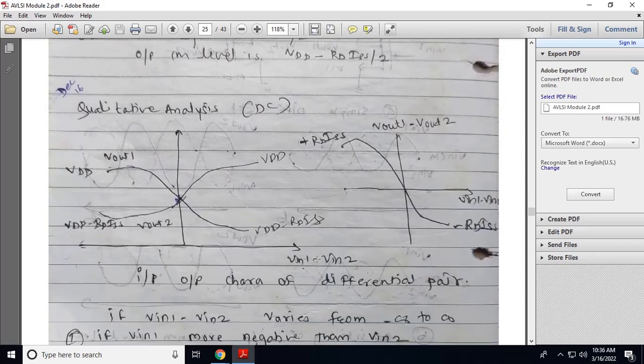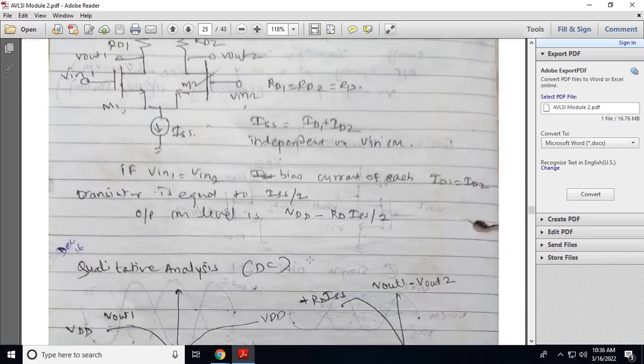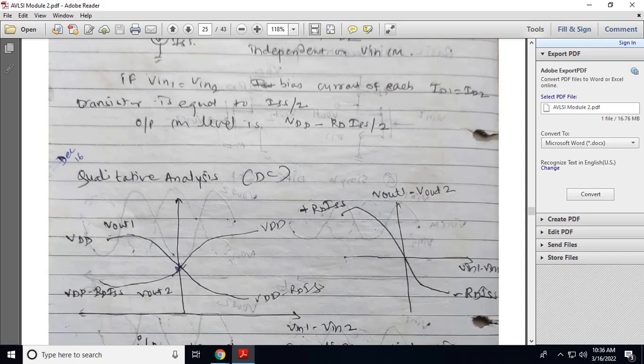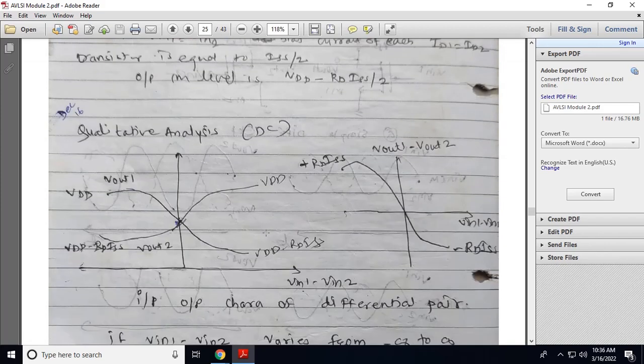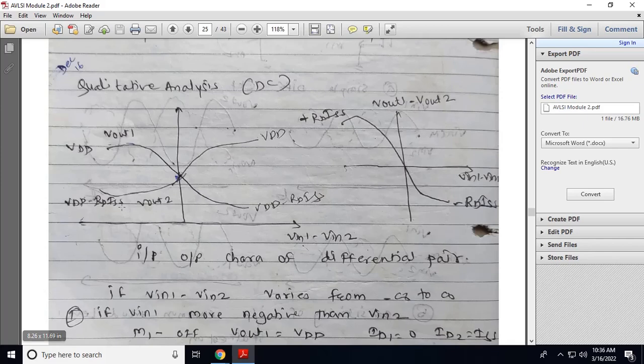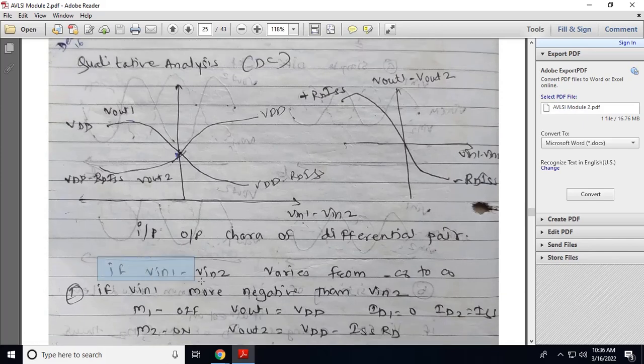Now the DC analysis of this circuit. On the x-axis we will take Vin1 minus Vin2. On the y-axis we will take the outputs Vout1 and Vout2. Now, Vin1 minus Vin2 varies from minus infinity to infinity. The condition 1 is that Vin1 is more negative than Vin2.